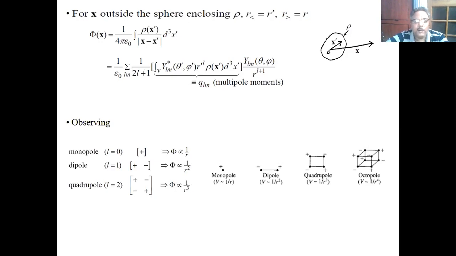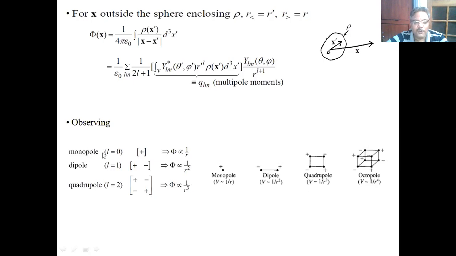The Legendre polynomial multiplied by the density gives us multipole moments, which we denote by the quantity small q, having indices small l and m respectively. So let us examine the dependence of the potential on the radial distance, small r. As you can see, this potential is varying inversely with the (L plus 1)th power of r.